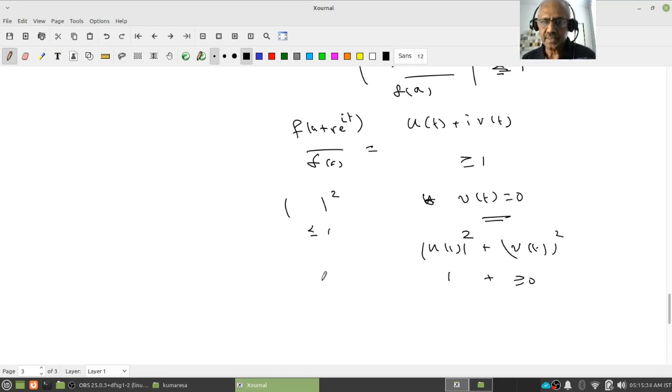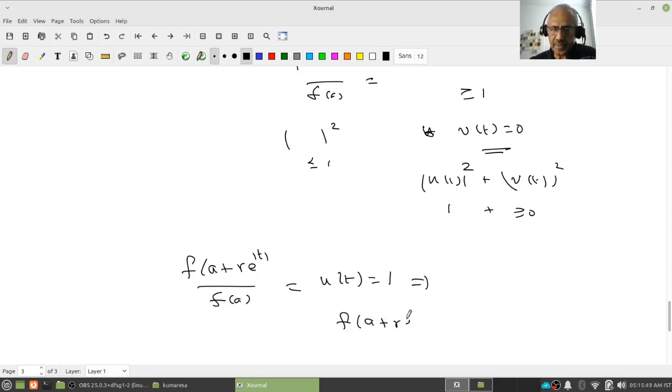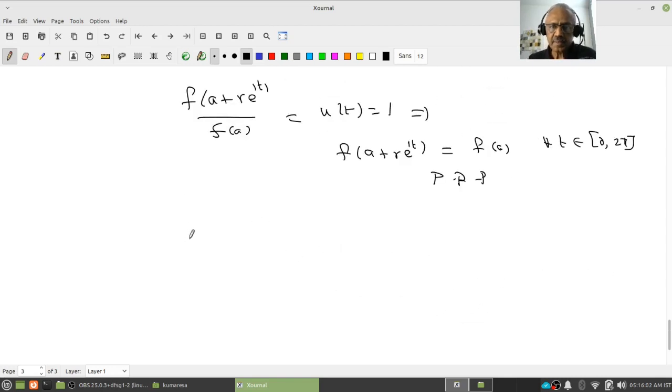You follow that? Okay, therefore f of a plus r e power i t by f of a must actually be u of t, but u of t is 1. Therefore that means f of a plus r e power i t is f of a for all t in 0 to pi. So understand, the proof is extremely simple, but you have to be alert.